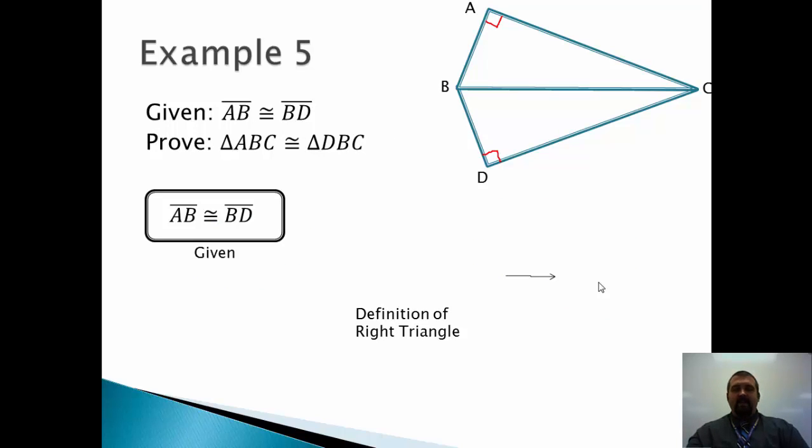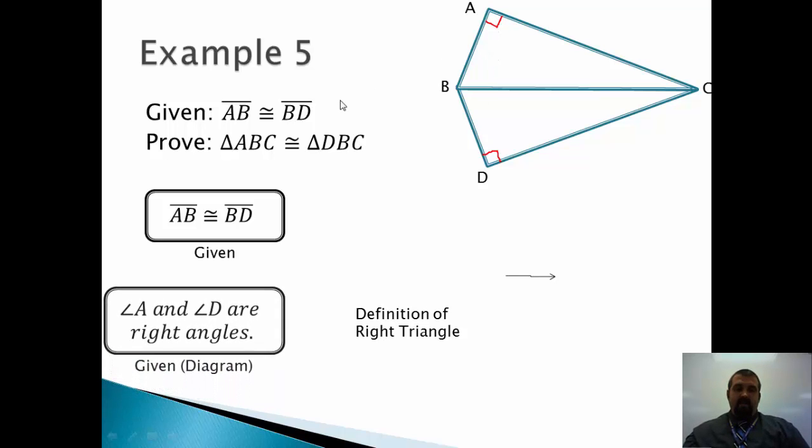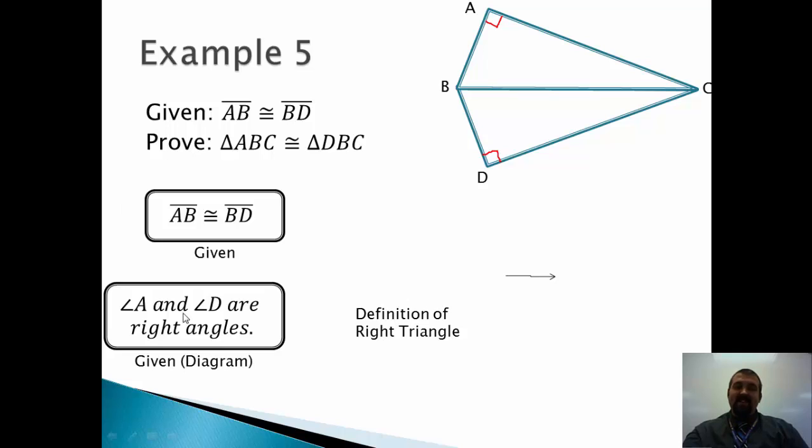prove. I realize some things didn't get hit in, but that's fine. I like flow proofs, so that's where I'm going to start. The only thing I told you for sure is that segment AB and segment BD are congruent. So I wrote it there. Given. Also in the diagram, if I look, angle A and angle D have been marked as right angles, so I can use that. First thing, angle A and angle D are right angles.